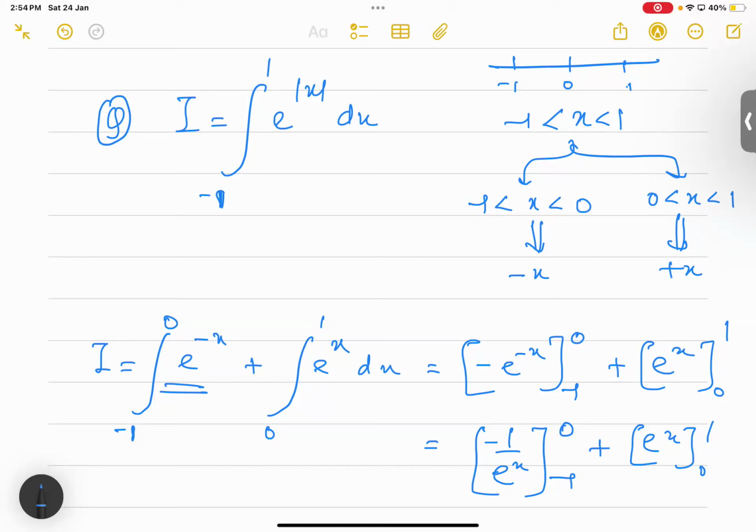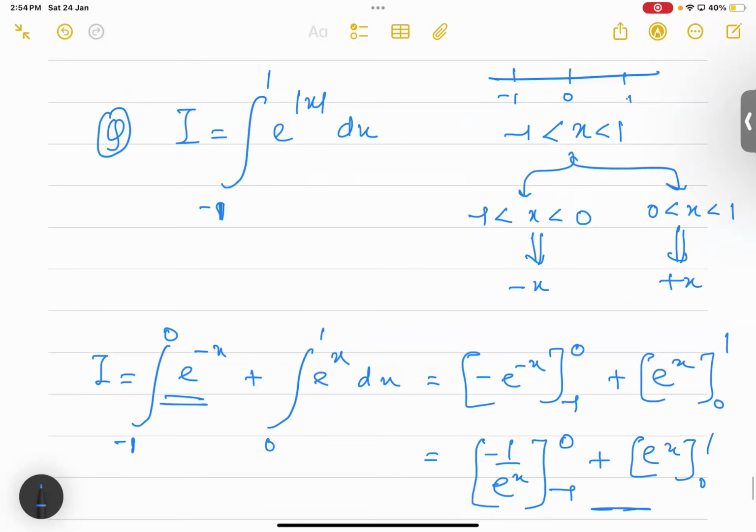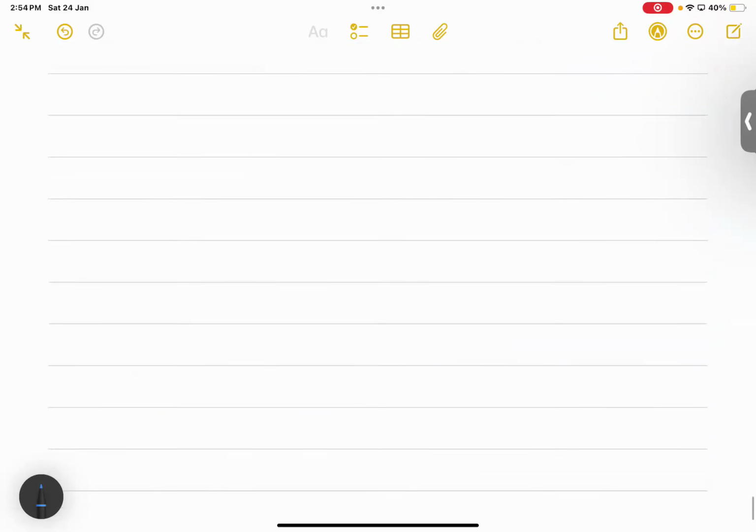Oh, it's 1, I took it as 0. The answer is 2e minus 2. What is the answer for the cosine sum? These two are small. Yes, so you can simplify this and you'll get the answer. Next question.